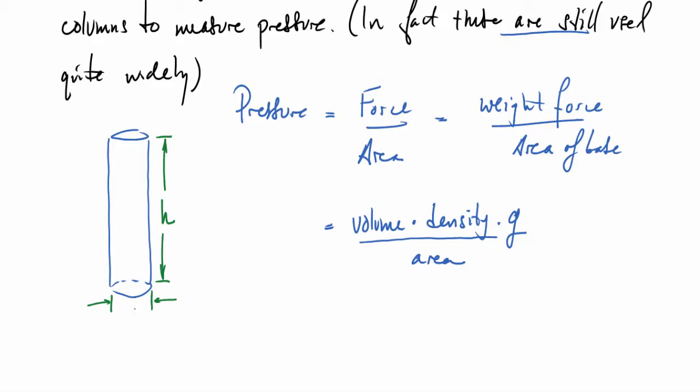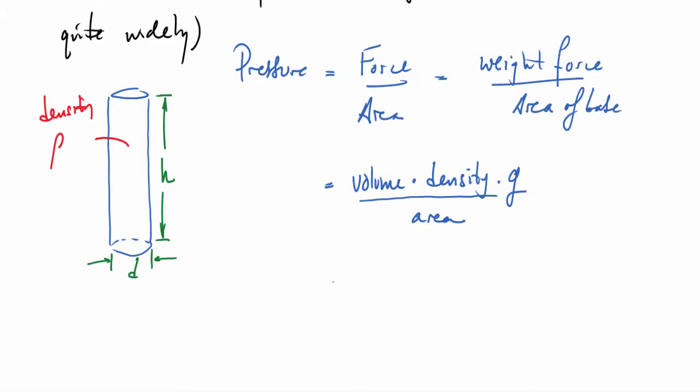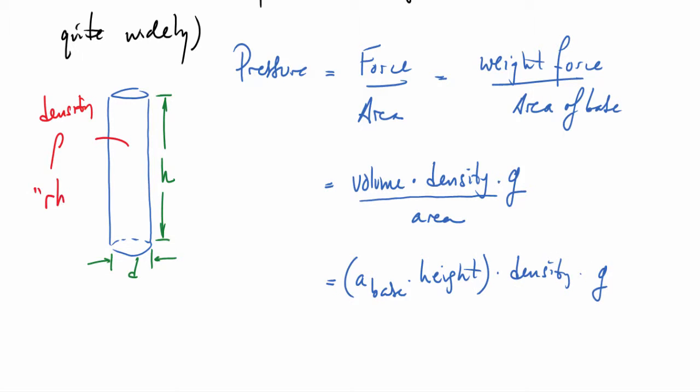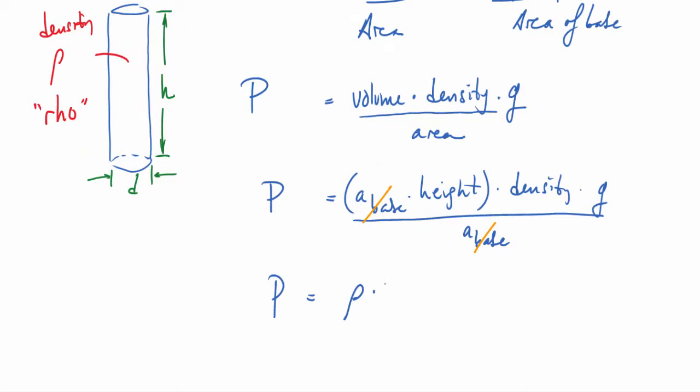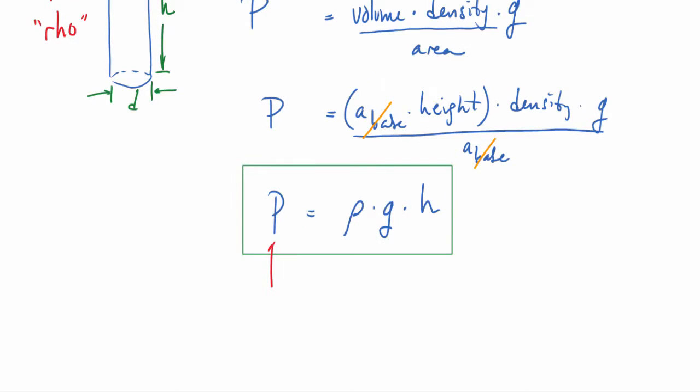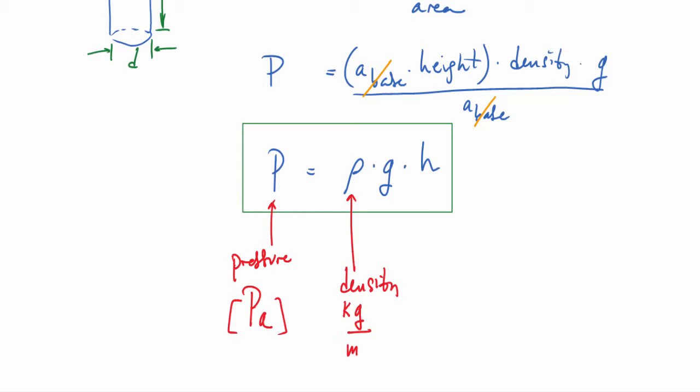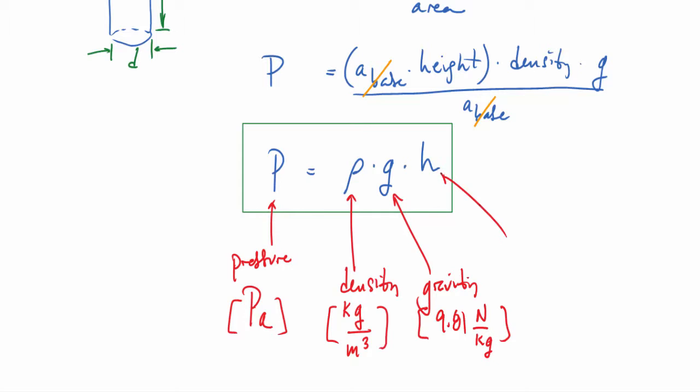Here we have the height, here we have the diameter to make the base, and we need the density of the fluid in there, given by the symbol rho. So the volume will be the area of the base times the height, times the density times gravity for the weight force. Divide by the area of the base, and we get this beautiful expression: the pressure at the base is equal to rho g h, where the pressure is in pascals, rho is the density in kilograms per cubic meter, g is gravity, 9.81 newtons per kilogram, and h is the height of that column of liquid.